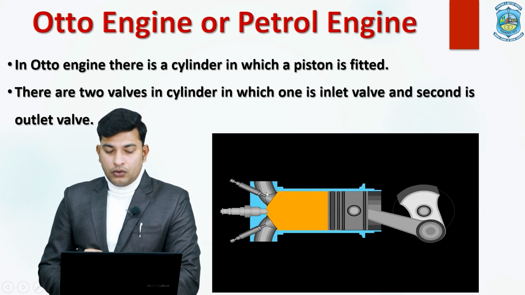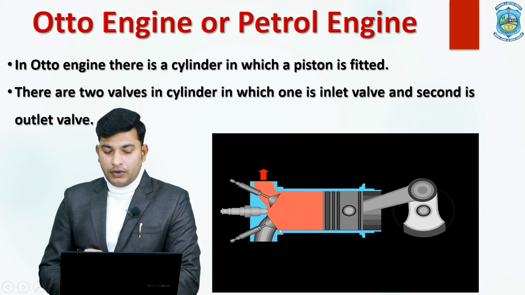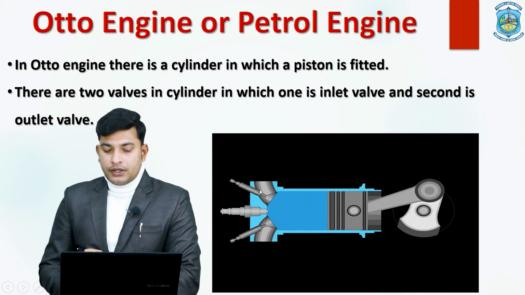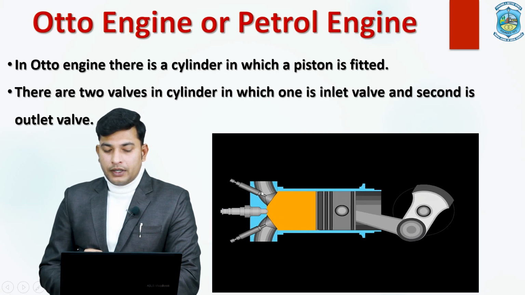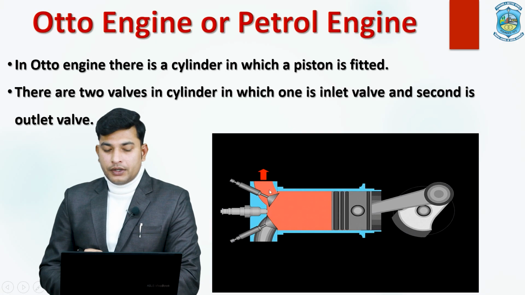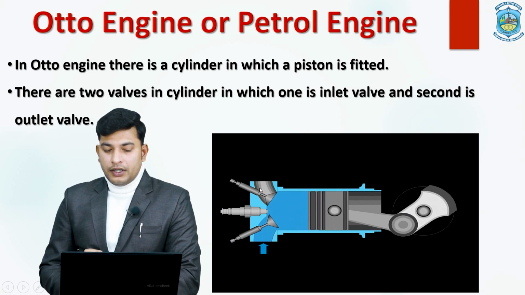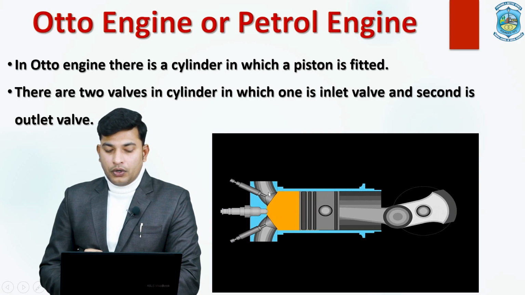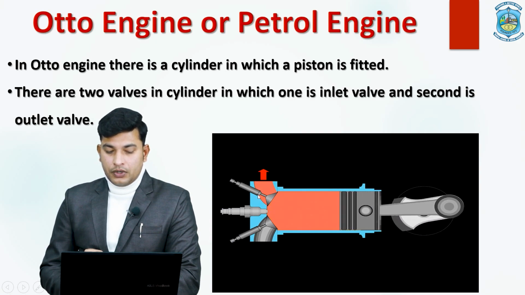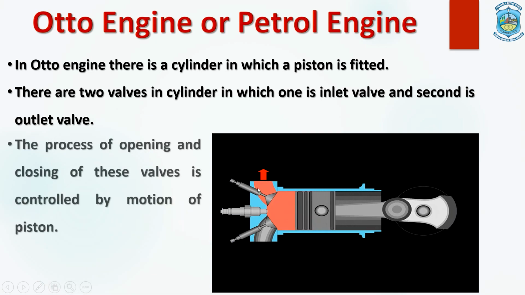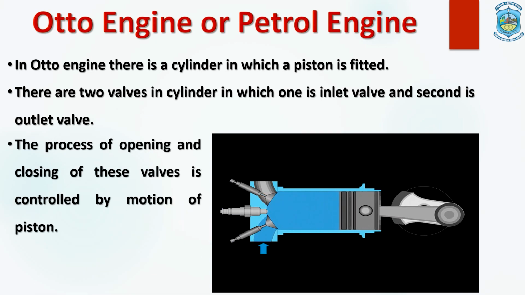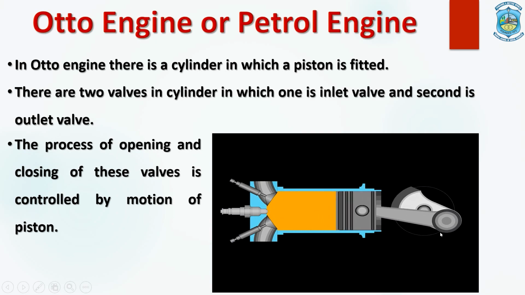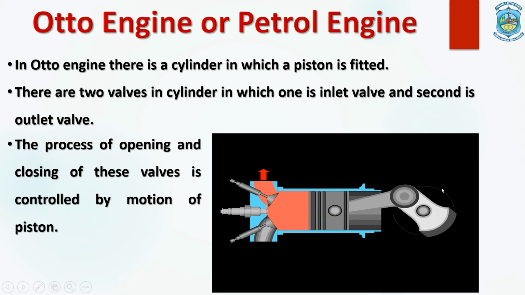Also we have 2 valves here. This particular one is the input one, the blue one, and on the upper side we can see the red one, which releases the waste. So the input valve is followed by the upper one, the outlet valve, which is continuously removing waste heat. The opening and closing of these valves is controlled by the motion of the piston, which is continuously moving.